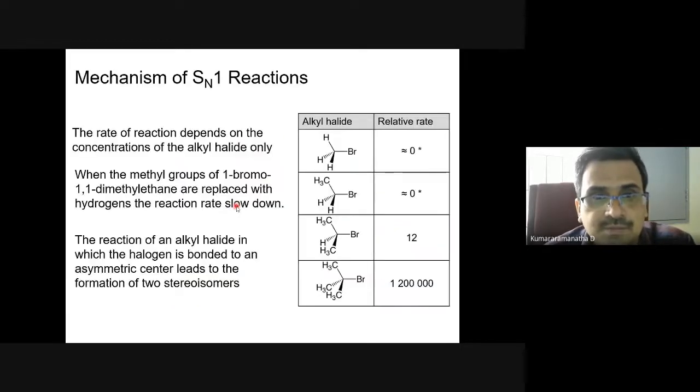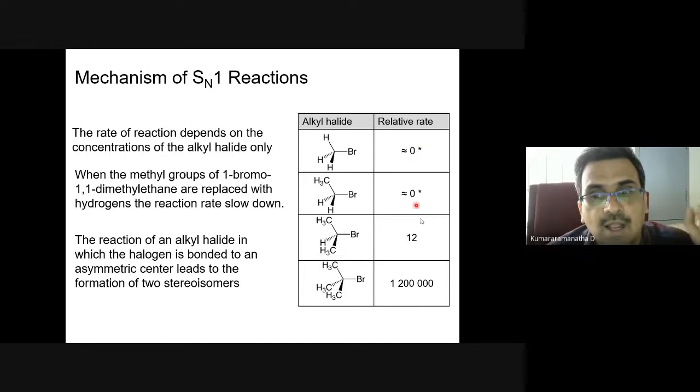Now, I think even this is a very familiar slide for many of you. So you have alkyl halides with only hydrogens, like bromomethane, methyl bromomethane, and tertiary butyl.